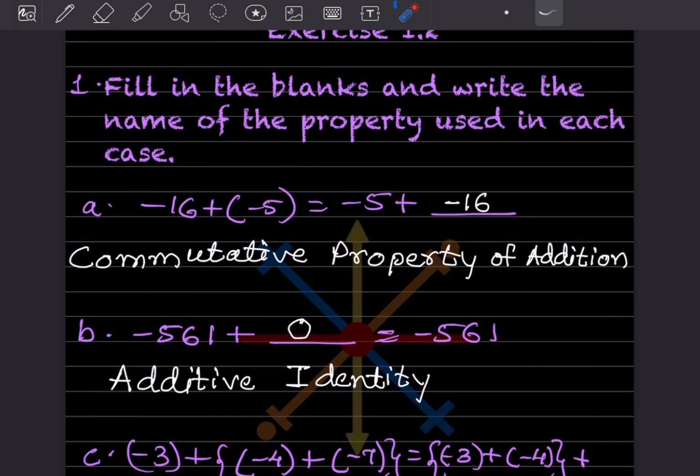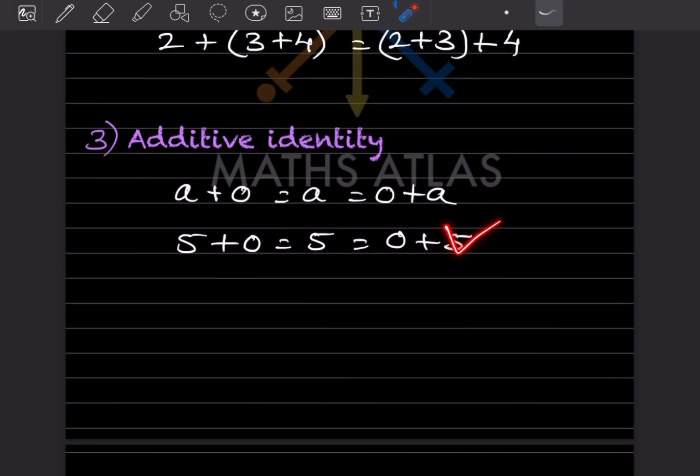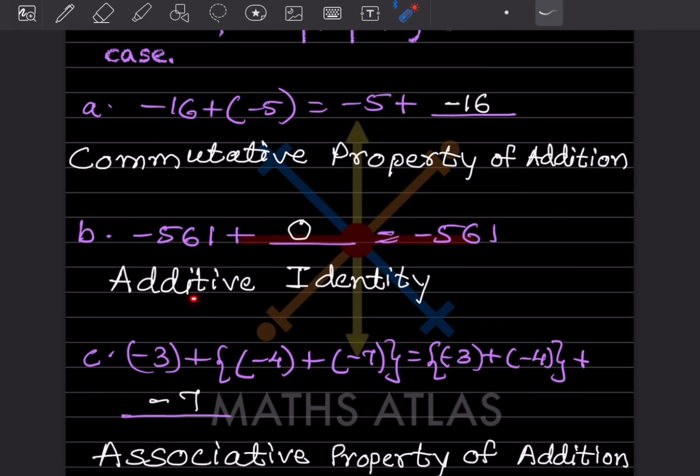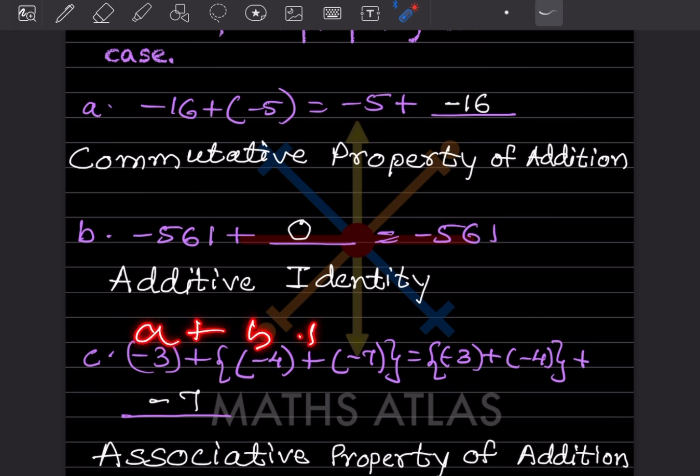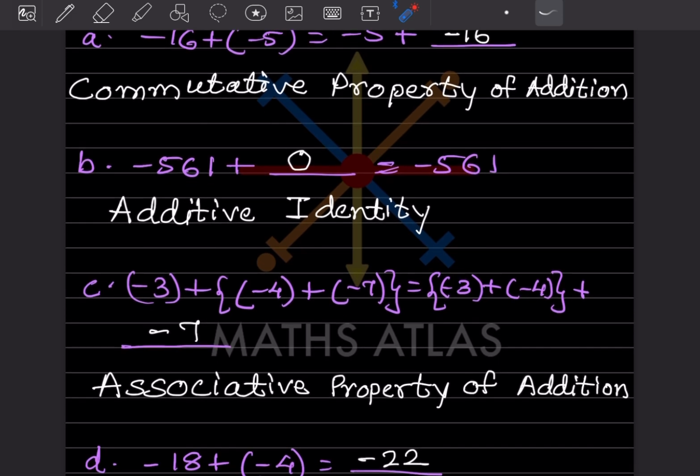Now this is minus 561 plus blank is going to be minus 561, which means here should be 0. So when this is the same as this one, this will be additive identity. Now here minus 3 and this bracket minus 4 plus 7. So this is going to be minus 3 as it is, this will be minus 4, so remaining is minus 7. So this is a plus b plus c is equal to a plus b plus c, which is the associative property of addition.